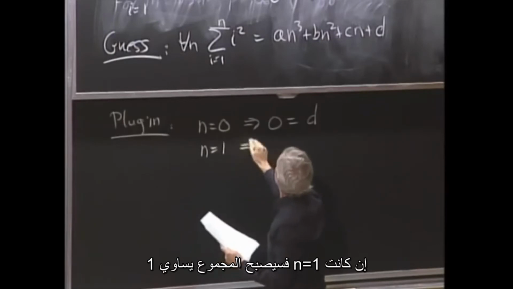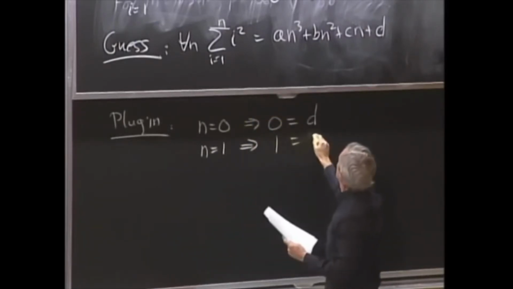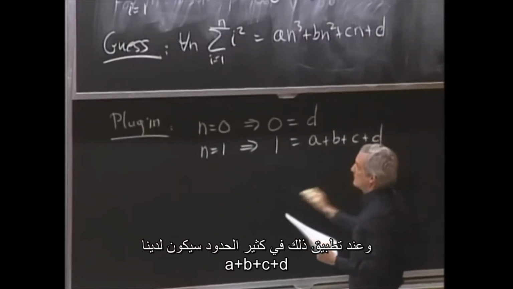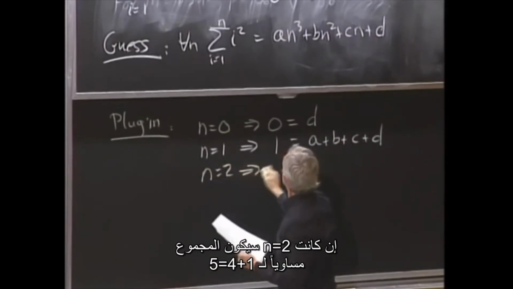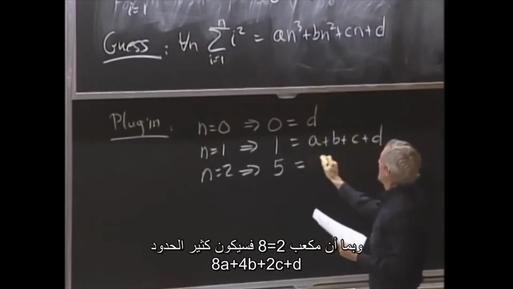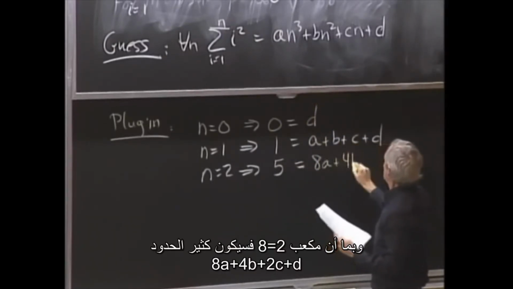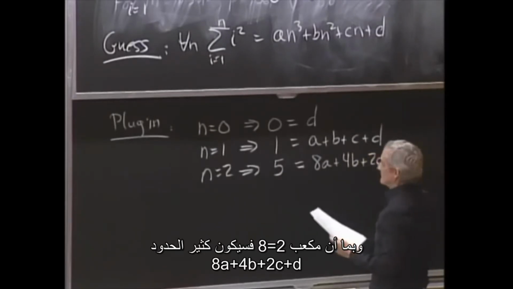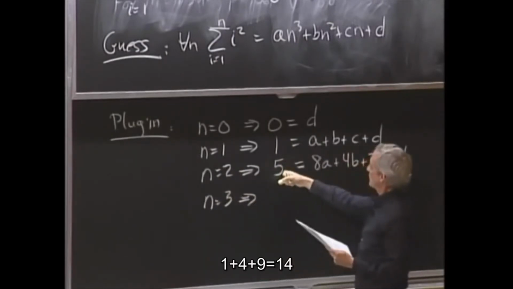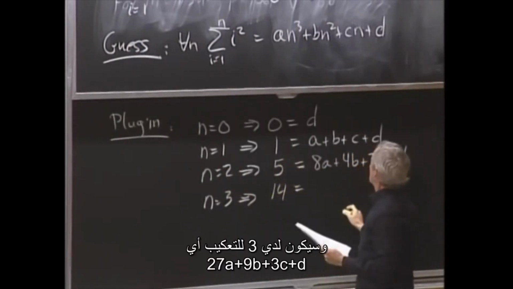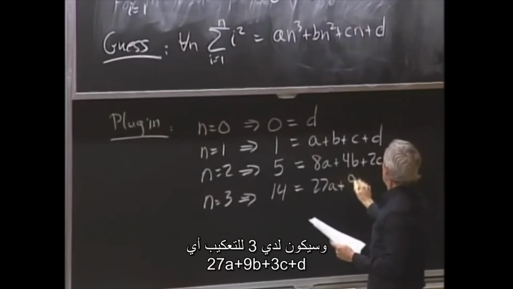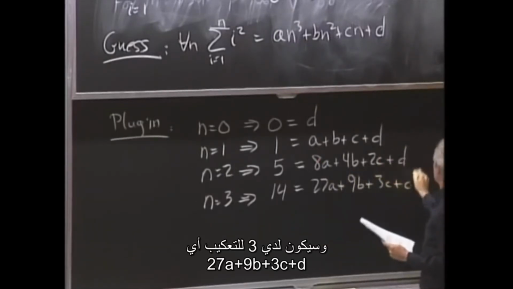n equals 1, the sum is 1, and when you plug into the polynomial, you get a plus b plus c plus d. n equals 2, well, that's 1 plus 4 is 5. 2 cubed is 8, so you'd have 8a plus 4b plus 2c plus d. And you'll need one more since you got 4 variables. Let's see, 1 plus 4 plus 9 is 14. I've now got 3 cubed is 27a plus 9b plus 3c plus d.